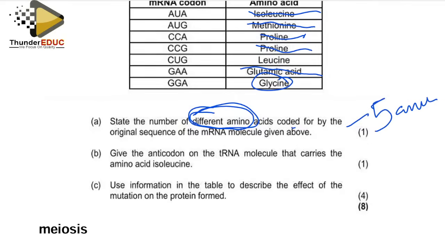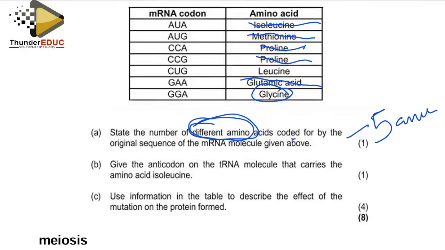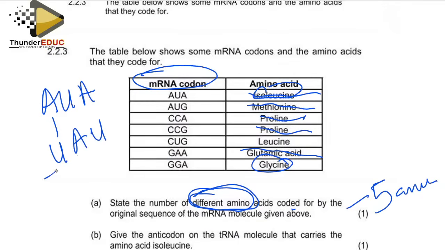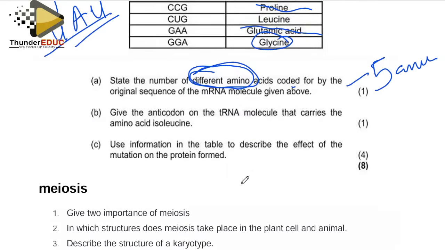Give the anticodon of the tRNA molecule that carries the amino acid isoleucine. Isoleucine is here. But remember, this is messenger RNA, so they want it to be written as tRNA. So it's AUA. Convert it into tRNA, so it's gonna be UAU. So that will be the answer. I hope guys we are getting it right, because we are going together, né?